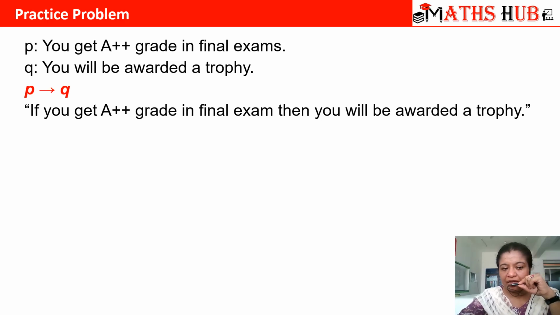The first statement P is you get A++ grade in final exams and Q is you will be awarded a trophy. And P implies Q is if you get A++ grade in the final exam, then you will be awarded a trophy. So do try it and let me know in the comment section whether you were able to solve it or not, right?